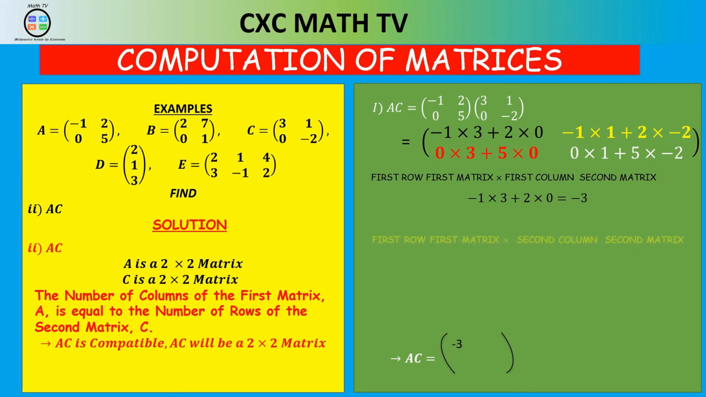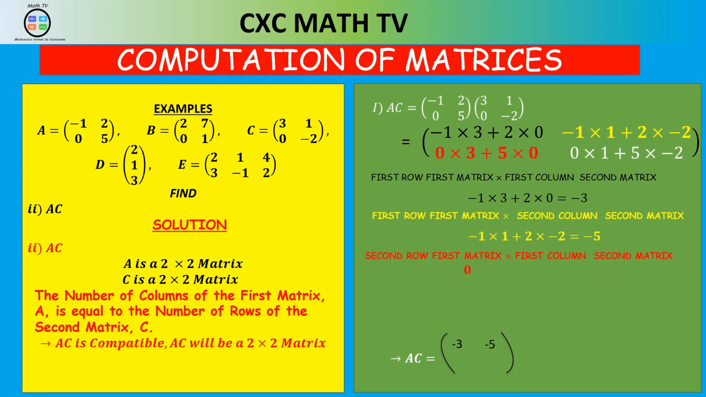In the color yellow now, we're going to go first row of the first matrix times second column. So that's negative 1 times 1 plus 2 times negative 2. That's negative 5. Cool. So we put that in the product matrix. Now we need to go second row of the first matrix times first column of the second matrix. We put that in the color red. That's 0 times 3 plus 5 times 0. We get 0, so we'll put that in.